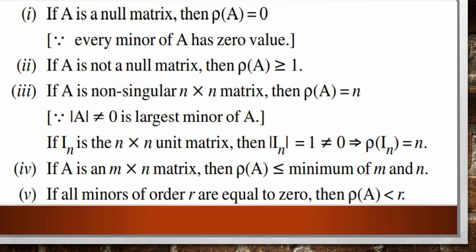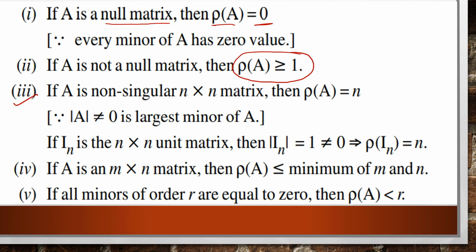See, only a null matrix, or you may say zero matrix, has rank 0. Otherwise, if you have any non-zero matrix, then the rank will be either 1 or greater than 1. So 0 rank is possible only in the case of a zero matrix, right?